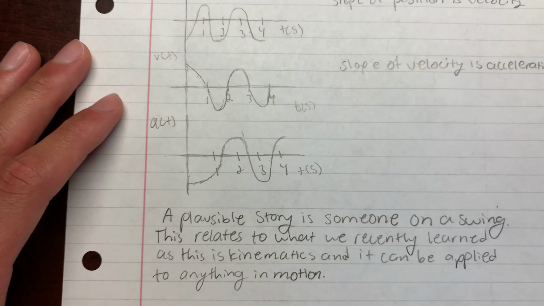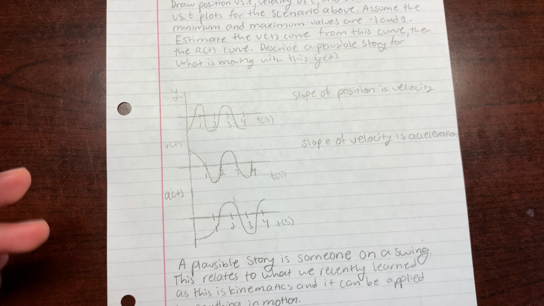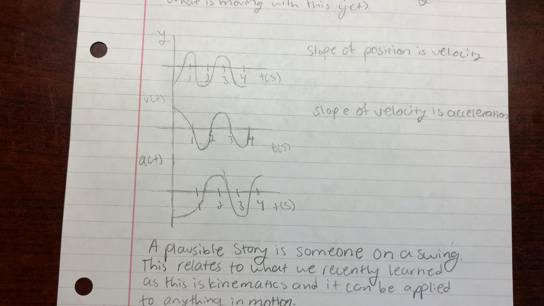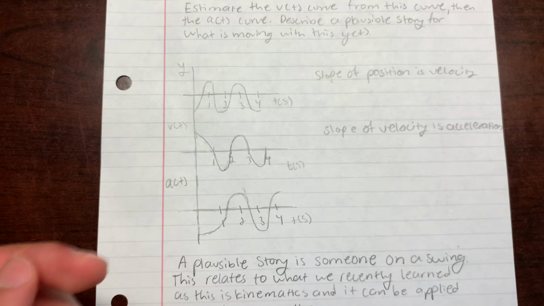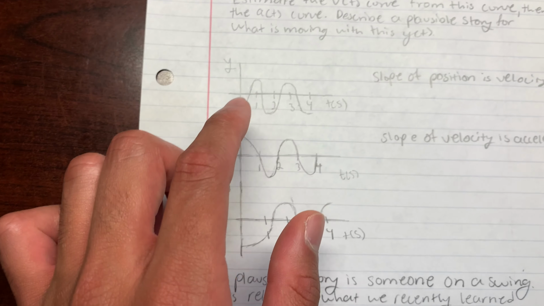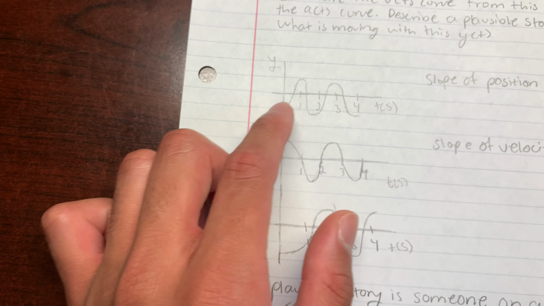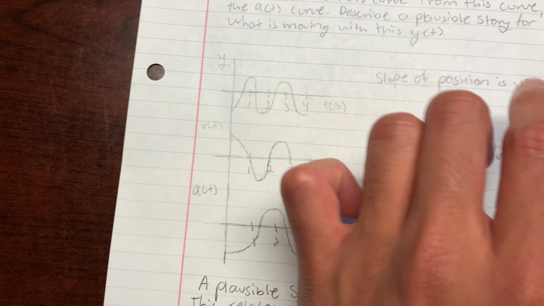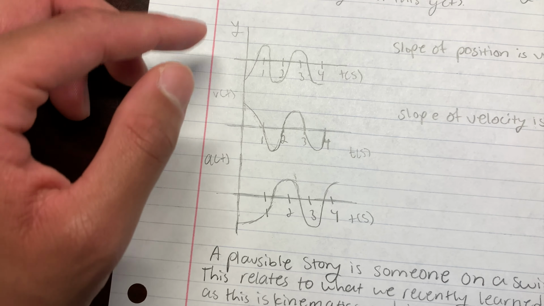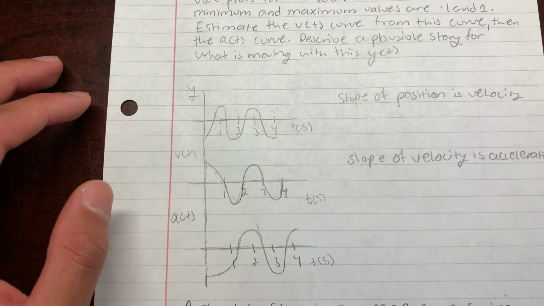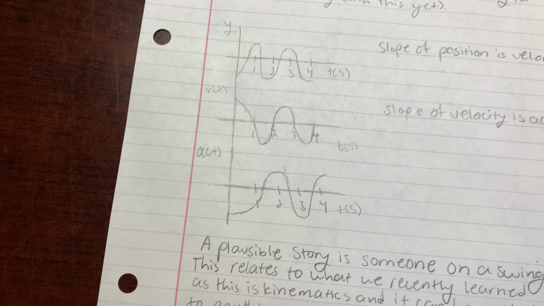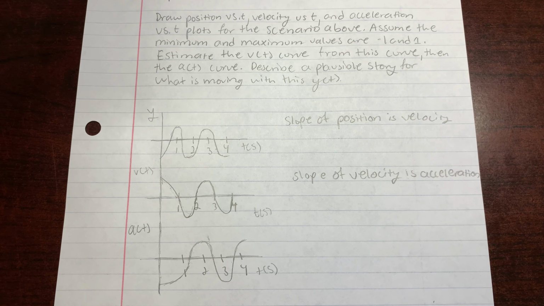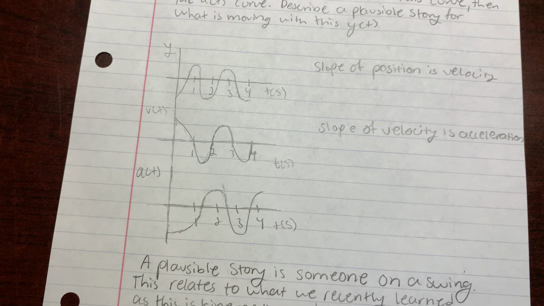And so, what's a plausible story for the situation? The situation could be someone on a swing going back and forth. When they go back and forth, their displacement at the end would come back to where they started, which you can see in the y position graph. The velocity would be increasing and decreasing as they swing forward. They get to a velocity of 0, then they swing backwards with a negative velocity.